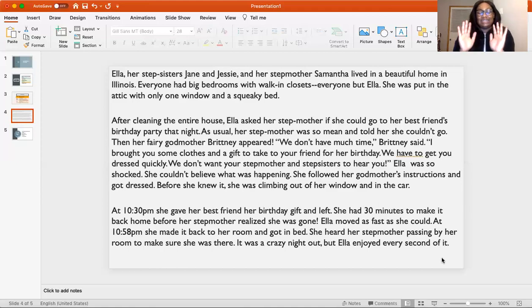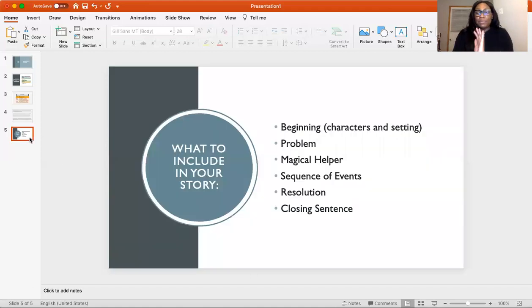I'm so excited to see what Cinderella stories you all come up with. But before you get started, don't forget what you have to include in your story. First, you need to have the beginning. Where are your characters? Where does your story take place? Then you need to come up with a problem. Also, add a magical helper. It could be anyone you want that helps the main character in your story. Make sure you tell us what happens first, next, and last. Come up with a way your problem gets solved and find a way to close out your entire story.